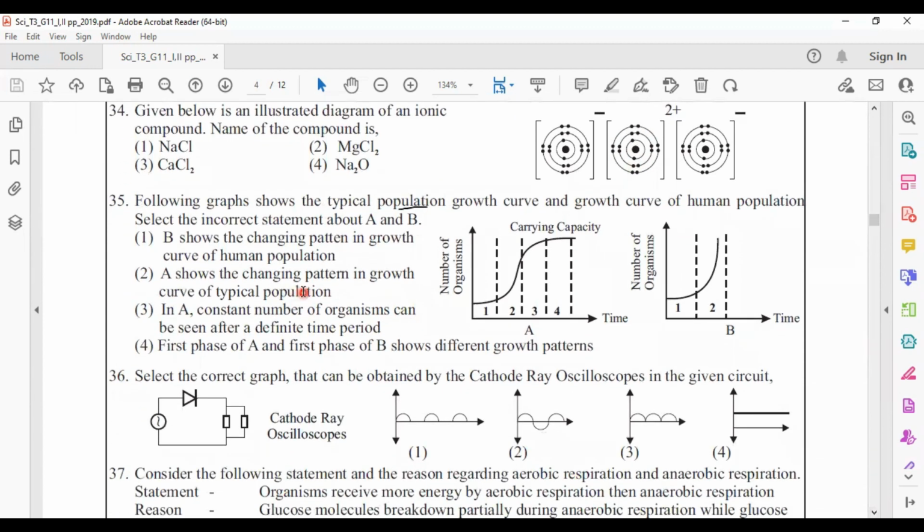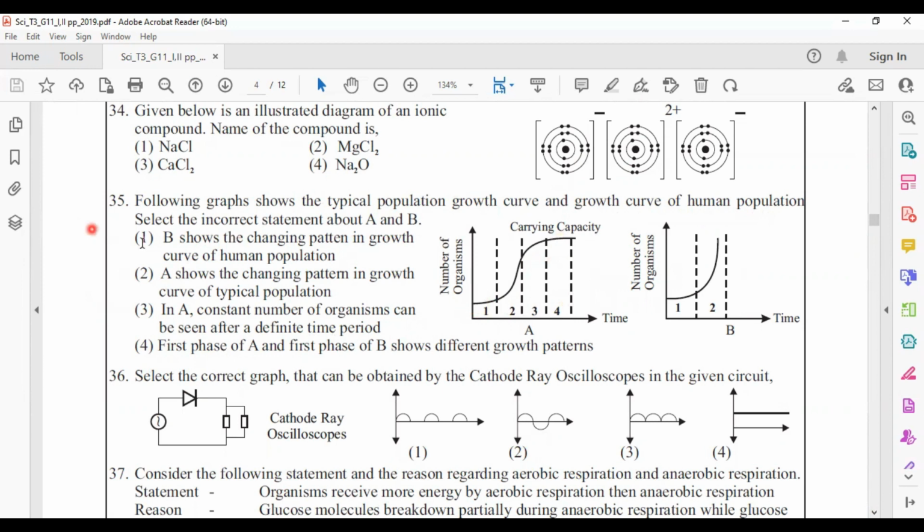35. The following graph shows the typical population growth curve and the growth curve of the human population. Select the incorrect statement about A and B. Answer number 4. First phase of A and first phase of B shows different growth patterns. No, both are the same. First phases of both growth curves are the same.